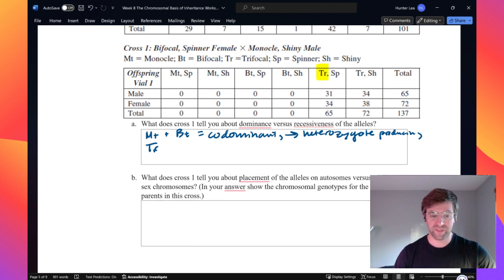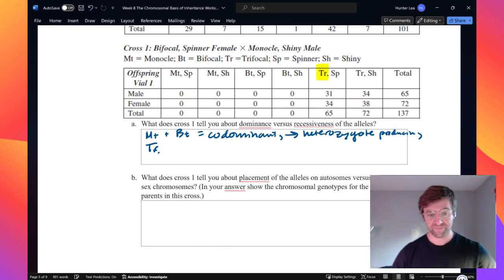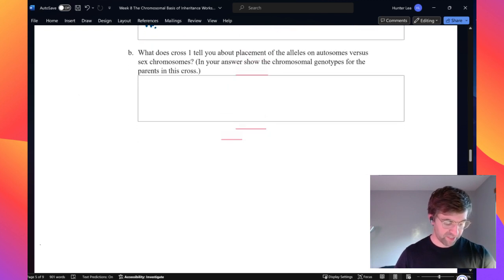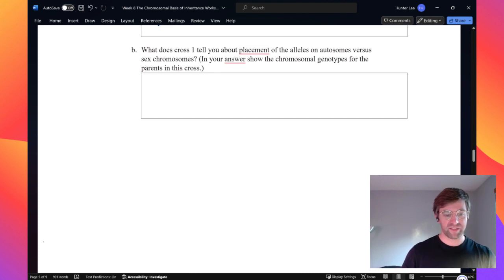So from these results, we can't really make an inference about spinner versus shiny here, right? Since they appear in equal number. So we won't. What does cross one tell you about the placement of the alleles on autosomes versus sex chromosomes? In your answer, show the chromosomal genotypes for the parents in this cross.